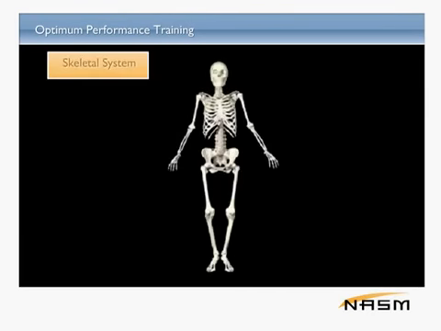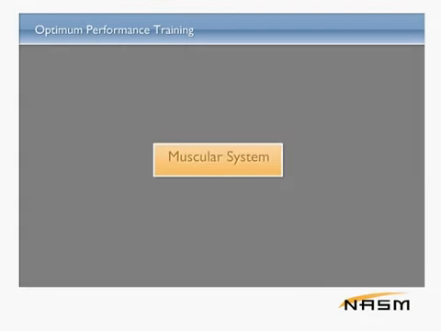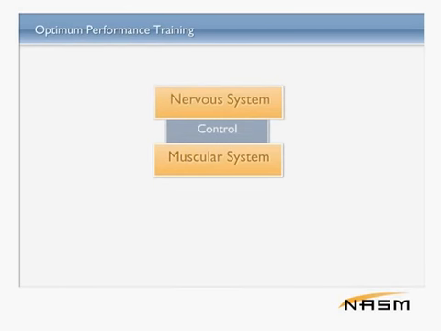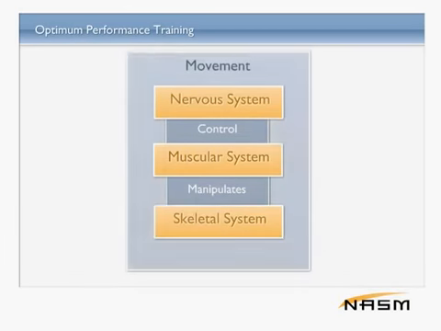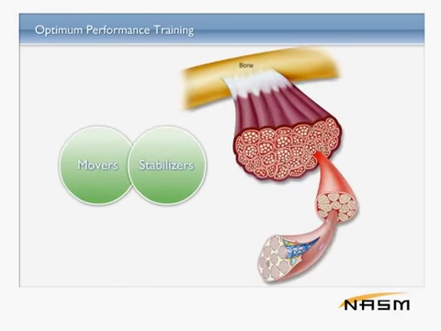The skeletal system is the body's framework and is made up of bones and joints. Joints are interconnected, and movement of one will affect the others. Muscles generate internal tension that, under the control of the nervous system, manipulates the bones of our body to produce movements. Muscles are the movers and stabilizers of our bodies.